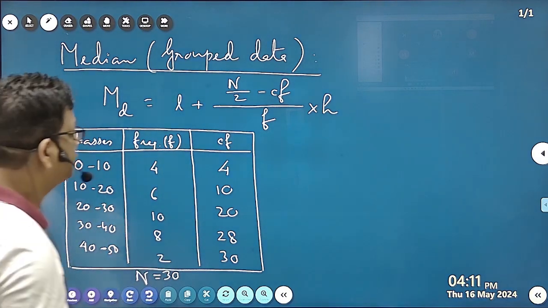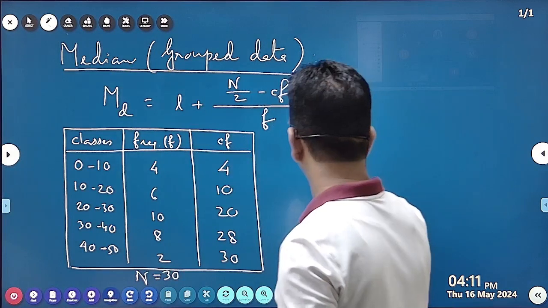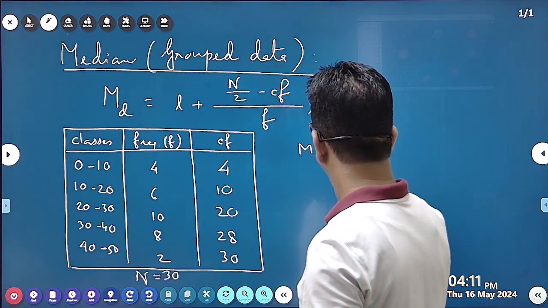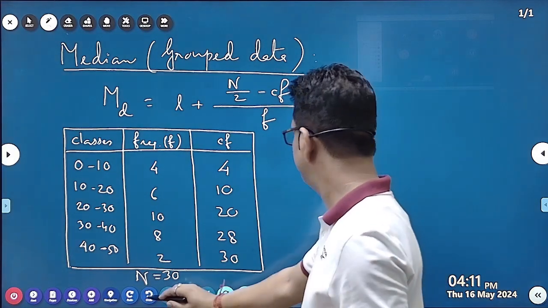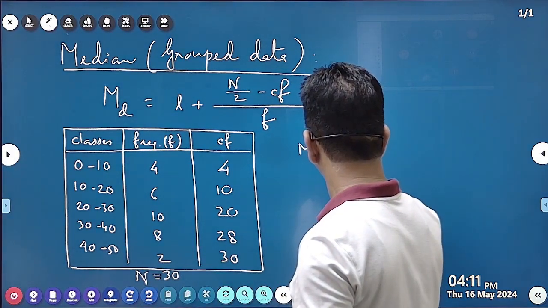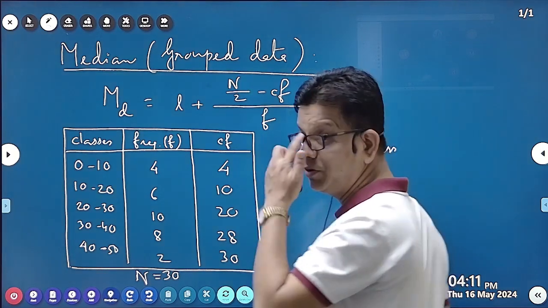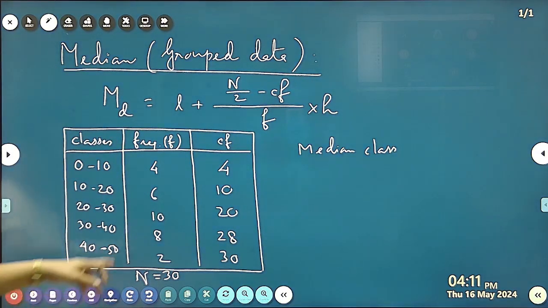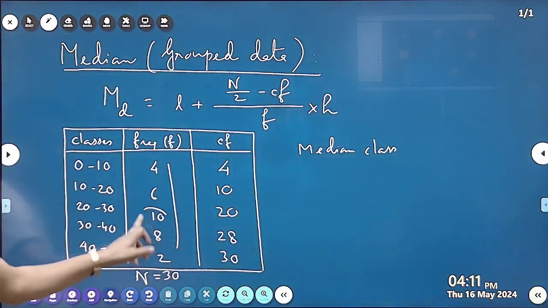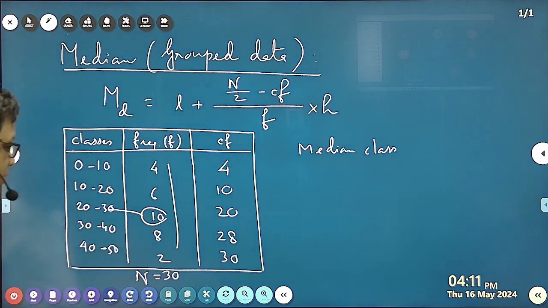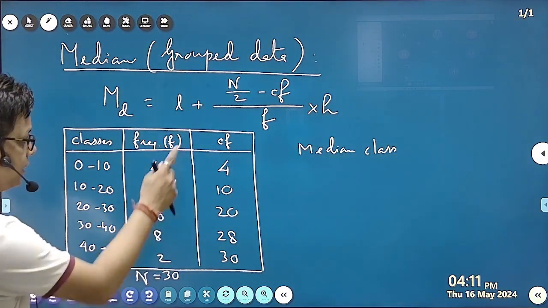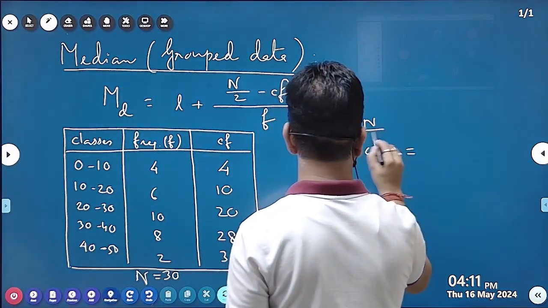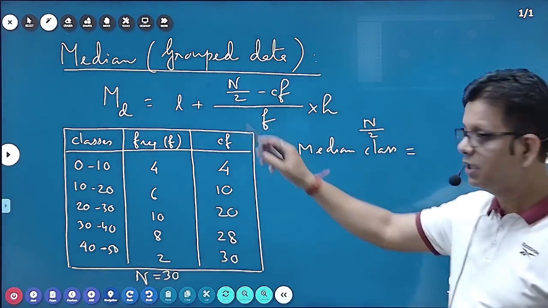Now, to find L, first of all you have to find the median class. You are doing median, so we should know the median class, which is slightly more difficult than the modal class. Yesterday, for the modal class, we took the class having the highest frequency. Supposing here the frequency 10 is highest, so that was the modal class. Yesterday we did it. Now today, how do we find the median class? For that, first of all we will see n by 2, how much it is, which we also need to put here later.